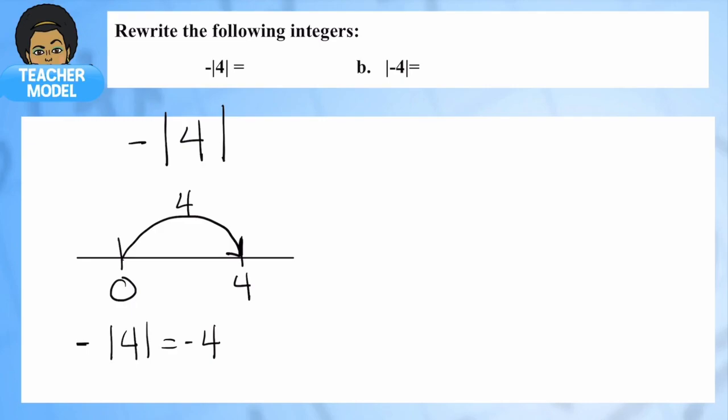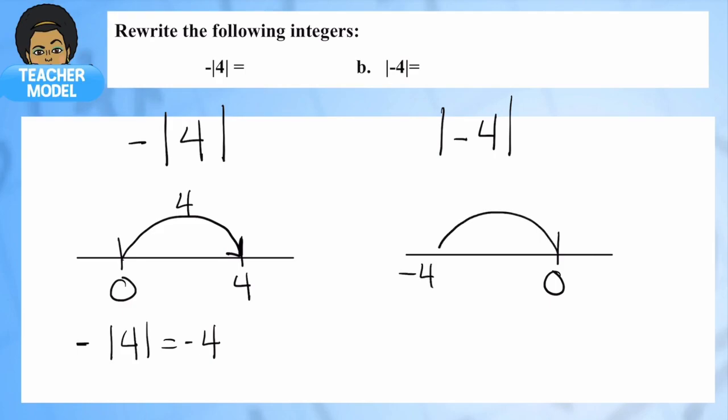And in my second example, I have it on the inside. That means I want the absolute value of -4. So here's my 0, here's -4. It's also 4 away from 0. But I can stop there. That's all they were asking me. This one over here is asking me for the absolute value and then making it negative.